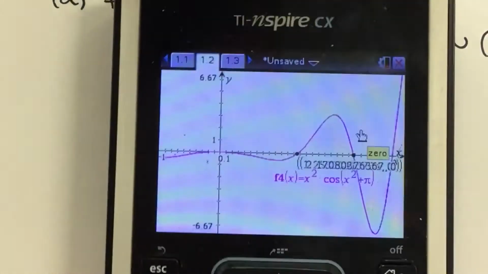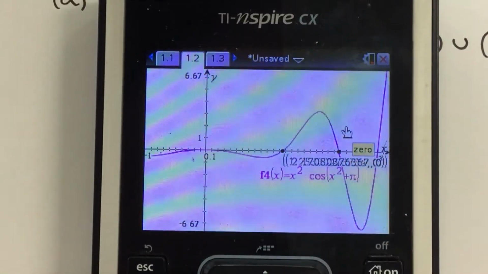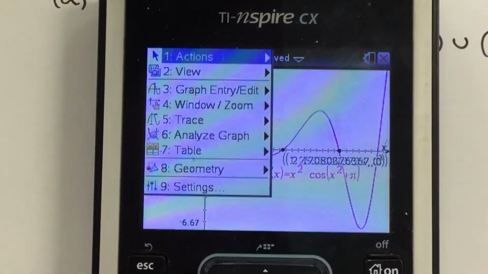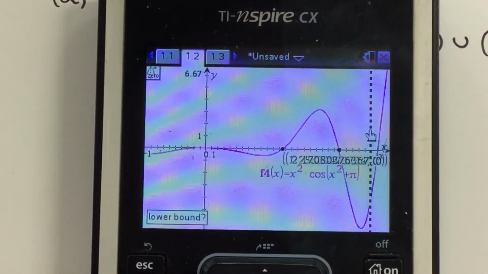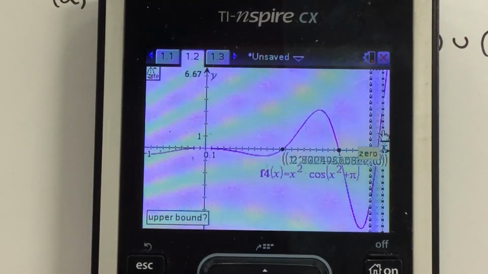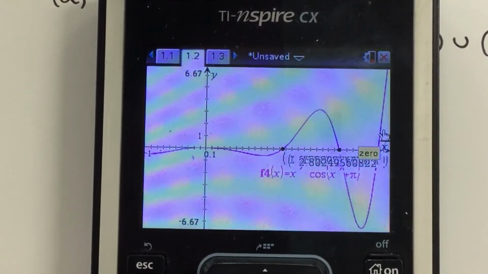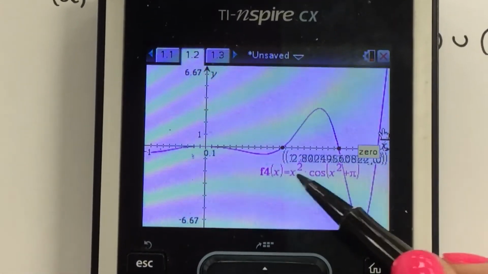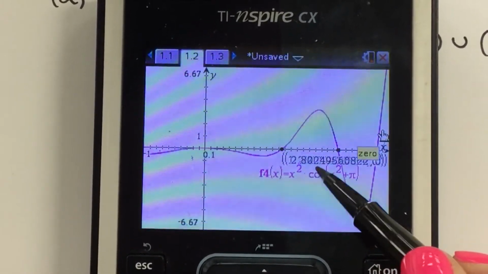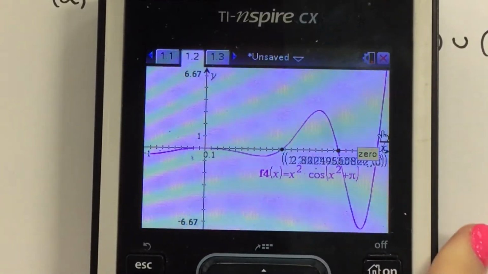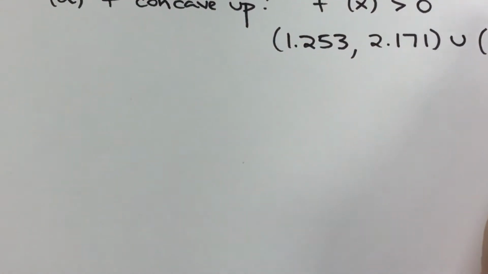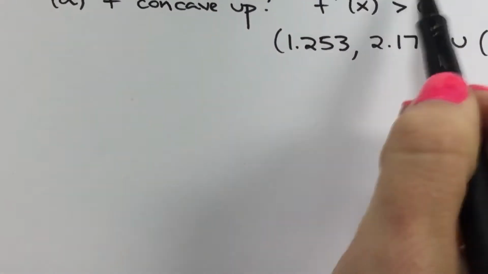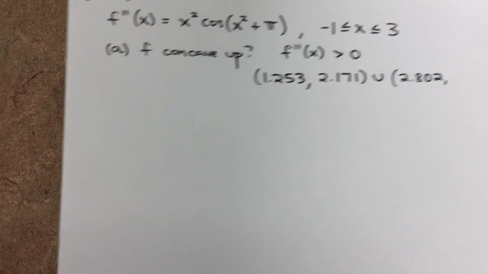We want to see where this interval starts. Now we want this third point right here. So menu, analyze graph, 0, and we go from the left to the right and capture that one final point. And they're all overlapping here, so it's kind of hard to see. But this is 2.802. And the next digit is a 4, so it's 802 no matter what. So 2.802.